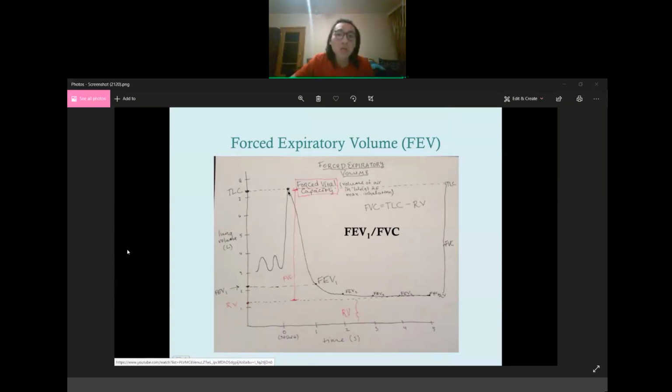Let's do green. Okay. So we ask the patient to inhale as much as he or she can, and then we ask the patient to exhale as fast as possible. So we are measuring the speed of the airflow every second. Therefore, there is a term of FEV0, FEV1, FEV2, FEV3, 4, 5, up until it reaches residual volume. Or in other words, until the patient cannot exhale anymore.